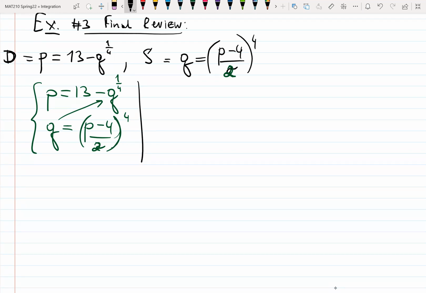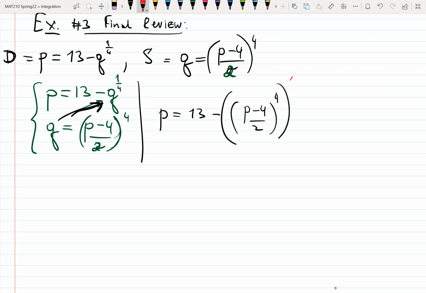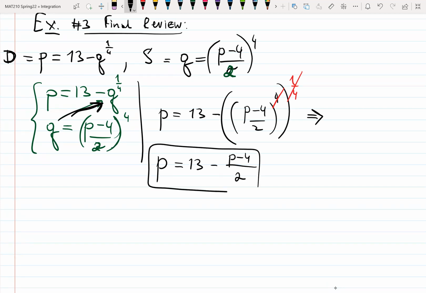So let's plug Q into P. Then again, P will be 13 minus ((P minus 4) over 2 to the 4) raised to the 1/4. And that's why they made it like so. The 1/4 cancels out with the 4. So from here, P equals 13 minus a fraction, (P minus 4) over 2. Now we can solve for P.